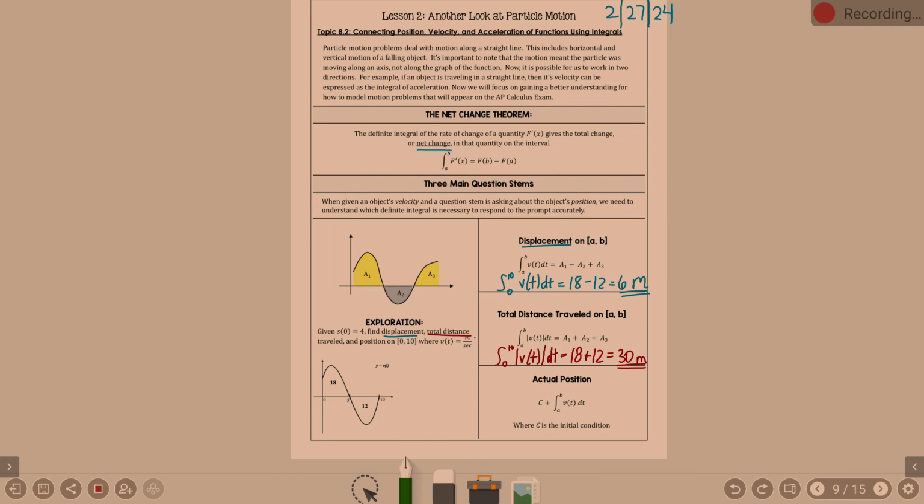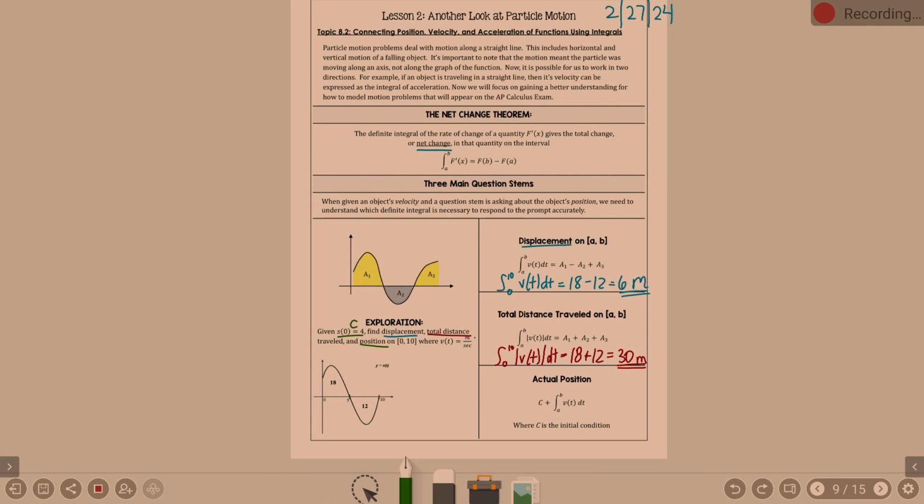Okay. Last one. Position. Okay, that was total distance. This is going to be position on 0 to 10. Okay, where v of t equals, so position, now when we talk about position, this is the key thing here: taking into account, did they give us a starting position? And they did. What'd they say our initial position was? They said that at time 0, we're already 4 meters from the beginning, or whatever the case is. So that right there is your C. That is your initial condition there.